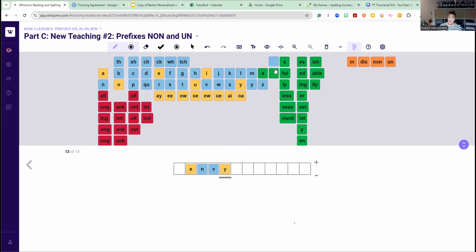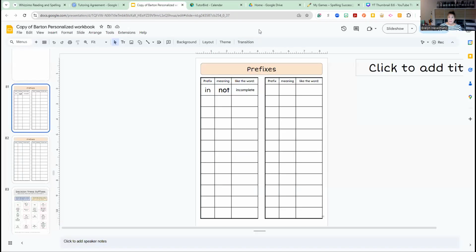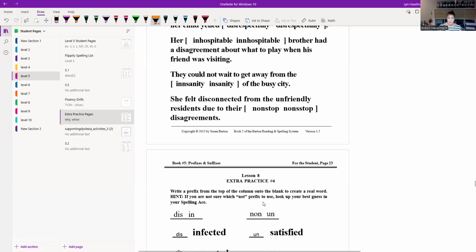Okay? All right, so where are we going to house these? We're going to house these in or around page about 81 with prefixes. Prefix in, dis, non, and un, they all mean not. And you can come up with the words on your own for those. You can make your own word bank. Okay, let's switch gears and take a look at the extra practice work.